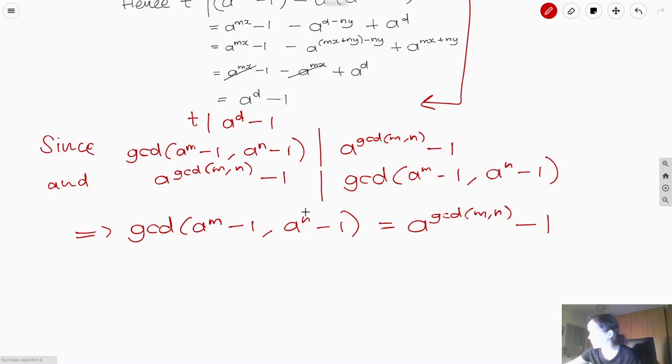We know this since, if you look at the properties of divisibility, we saw that if two numbers divide each other, it means that one will be plus or minus the other. But since we know both of these sides need to be positive, it just means that they will be equal to each other. And we have proven this statement.